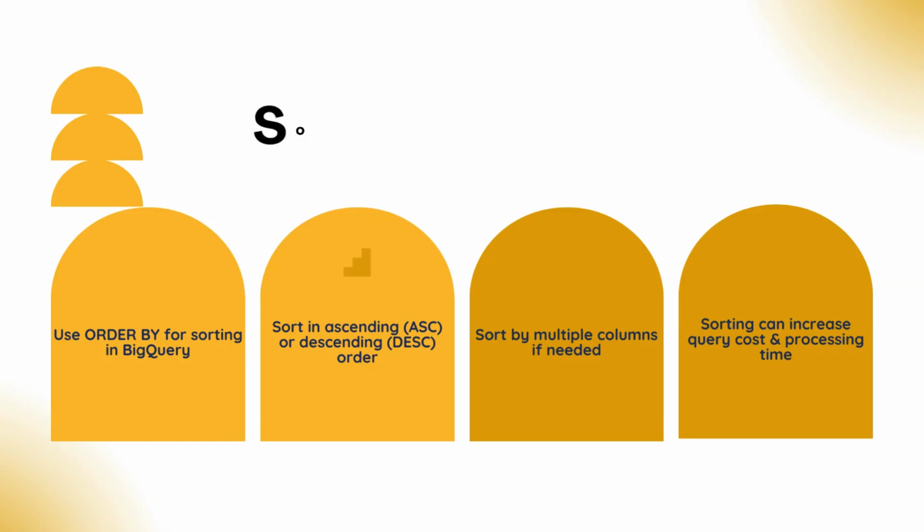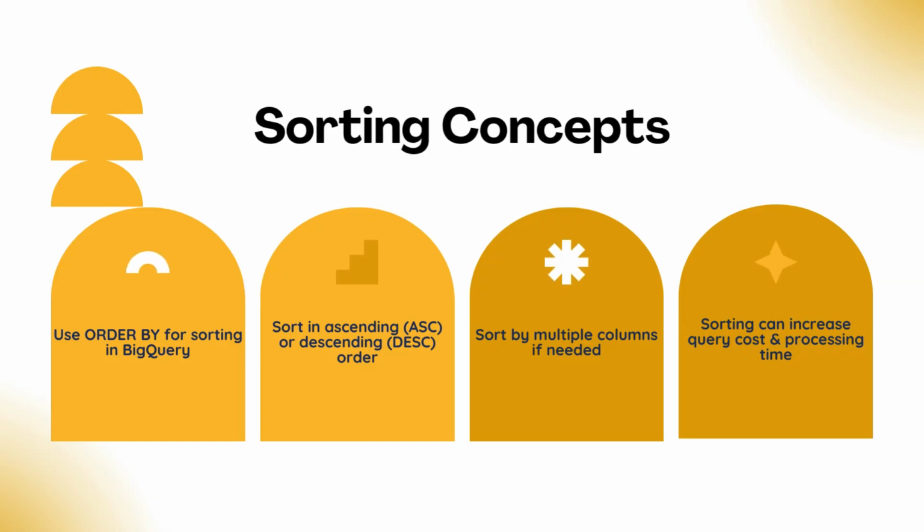So, to summarize, sorting in BigQuery is done using the order by clause. You can sort your results in ascending or descending order, and even sort by multiple columns. Remember that sorting is powerful when analyzing data, but it can also increase query cost and processing time, so use it wisely.